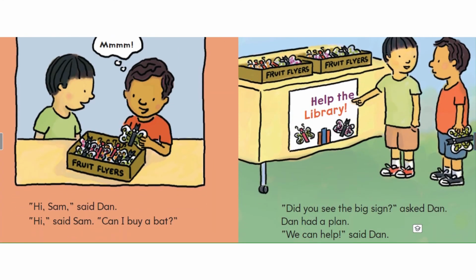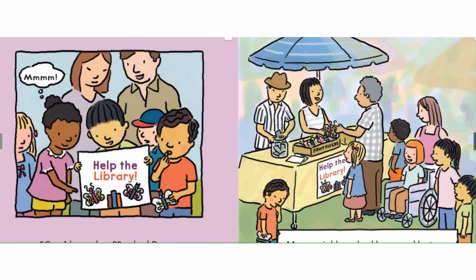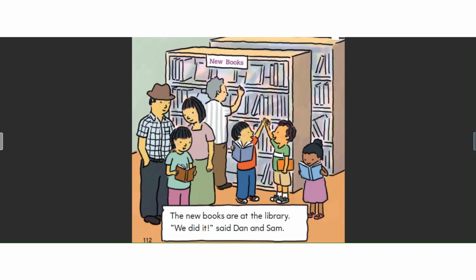Next, boys and girls, what can you say? What can you infer from this? Good job. Dan and Sam had a plan to help them, right? To help them sell. Good job. And we can conclude at the end, boys and girls, that they did. Dan and Sam helped them sell the bugs and the bats to help them raise the money they needed for the library books.